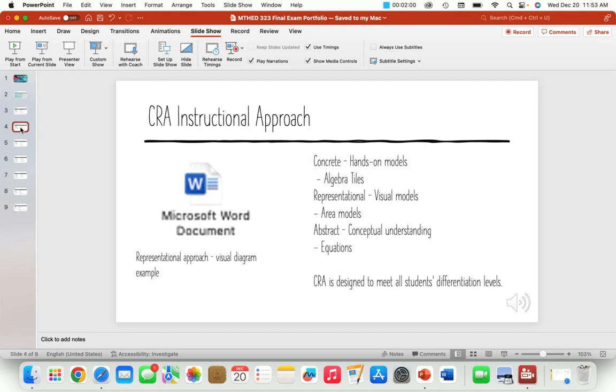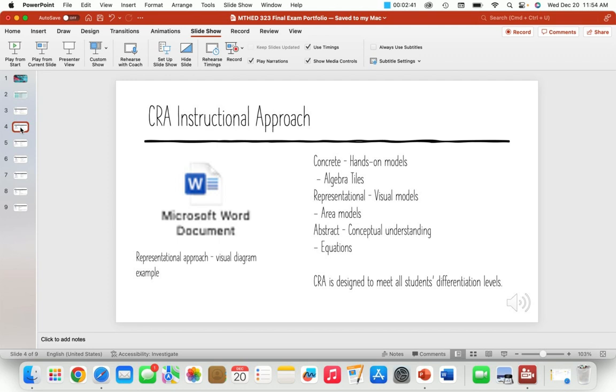As we move into the CRA instructional approach, this is a three-tiered instructional strategy that focuses on different developmental levels. At the first level, this is going to be hands-on learning with manipulatives. Then as you move into a little bit higher of a level, you're at the representational, and this will be visual models that are 2D. And then the last phase of the instructional strategy is abstract learning, and that's when students have developed a conceptual understanding of the other concepts being taught.